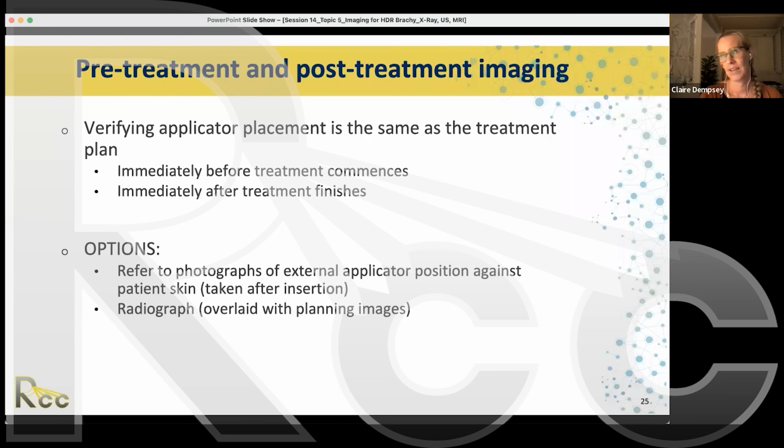So again, that's quite a luxury thing to do. And I must admit, I don't do it in my department. We have the photographs, which is what we compare to, but we don't take any other images. We don't take radiographs of our ladies before or after treatment. But I think it would be good practice to do so. It's just that the options I have in my department limit that. But we do have the photographs, and we do refer to those pre and post treatment for our patients.